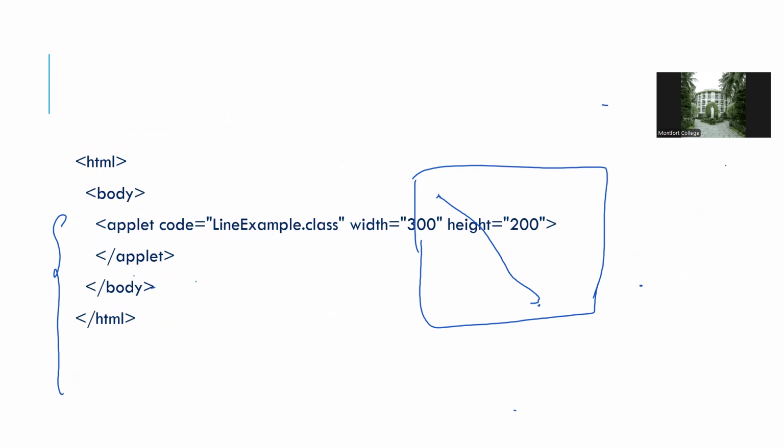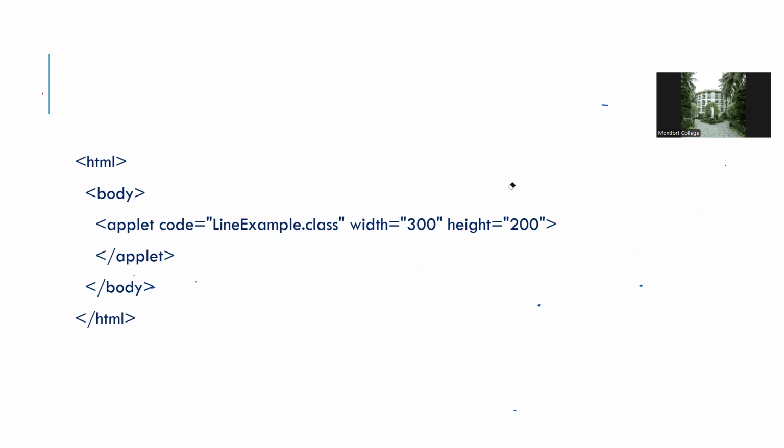So for every applet program, one thing you should not forget is you have to give the applet tag. This is the applet tag. We can include it inside the code or outside the code. That is your choice. This is the applet code.